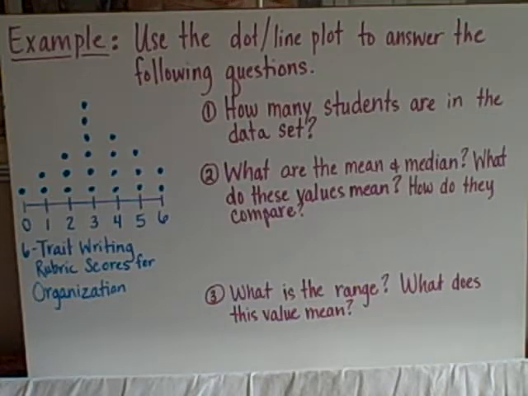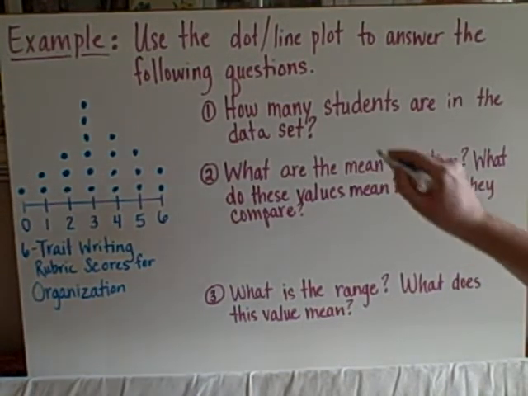If you look over at the graph or the plot, you can see that it has a title underneath that is called the 6 Trait Writing Rubric Scores for Organization. That basically means there are 6 scores that you could earn for your organization in this particular rubric. They do go from 0 to 6, and you can see I used dots to represent the students who scored a certain number. So if I want to know how many students are in the data set, all I'm going to do is simply count the number of dots. I can tell you that there are 21 students in the data set.